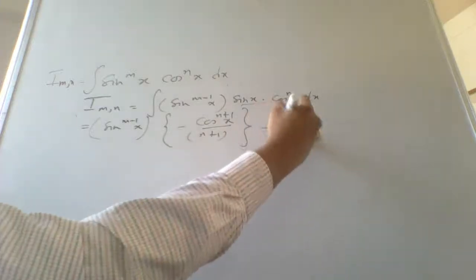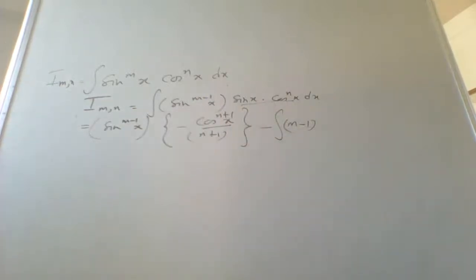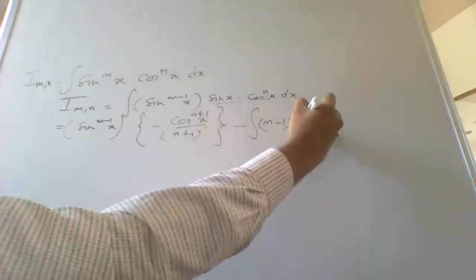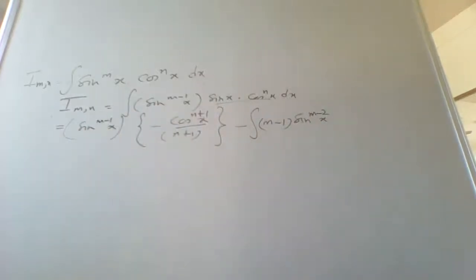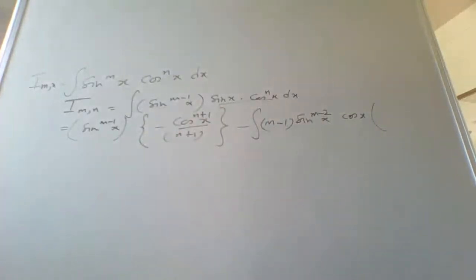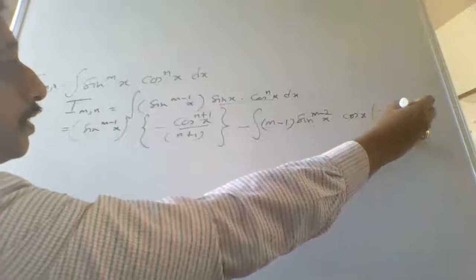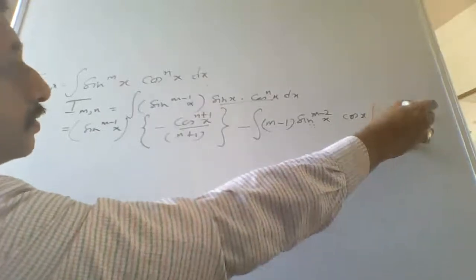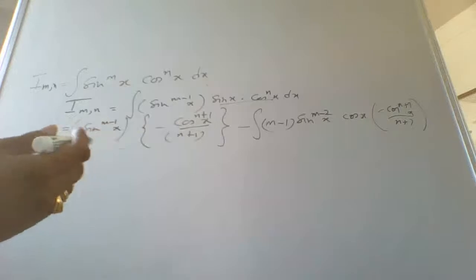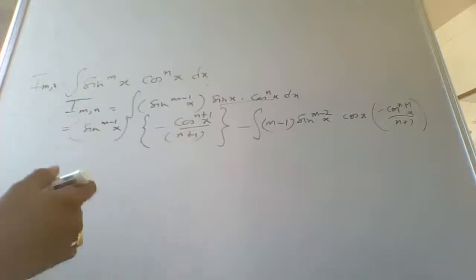Now minus integral, the differentiation of this would be m minus 1 into sine to the power of m minus 2 into x, multiplied with the integration of that, which I get as minus cos to the power of n plus 1 into x divided by n plus 1, and dx, since it is in integration.